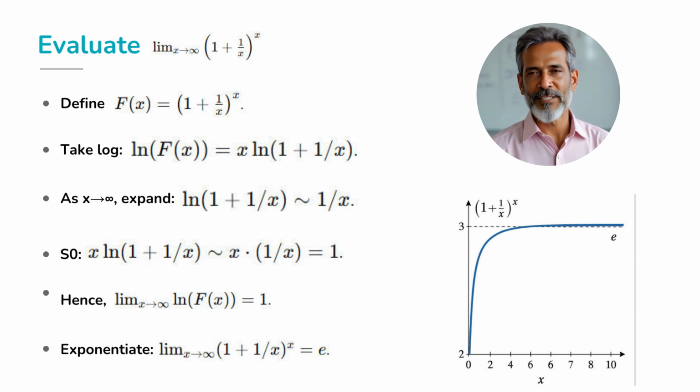Take f of x equals (1 plus 1 over x) raised to x. Take log f of x equals x log of (1 plus 1 over x). As x tends to infinity, log of 1 plus 1 over x behaves like 1 over x. So the product becomes x times 1 over x, which equals 1. Therefore, the limit of log f of x equals 1. Exponentiate: the limit of f of x equals e raised to 1, which is e.